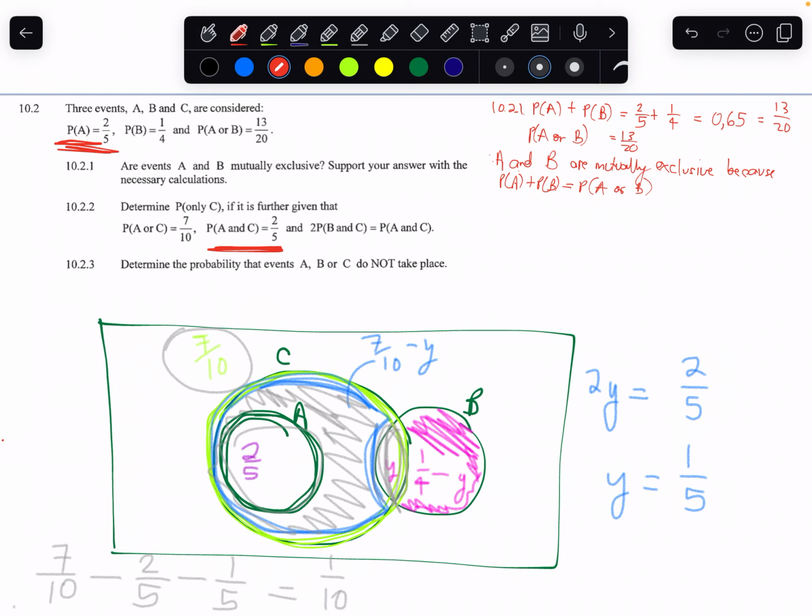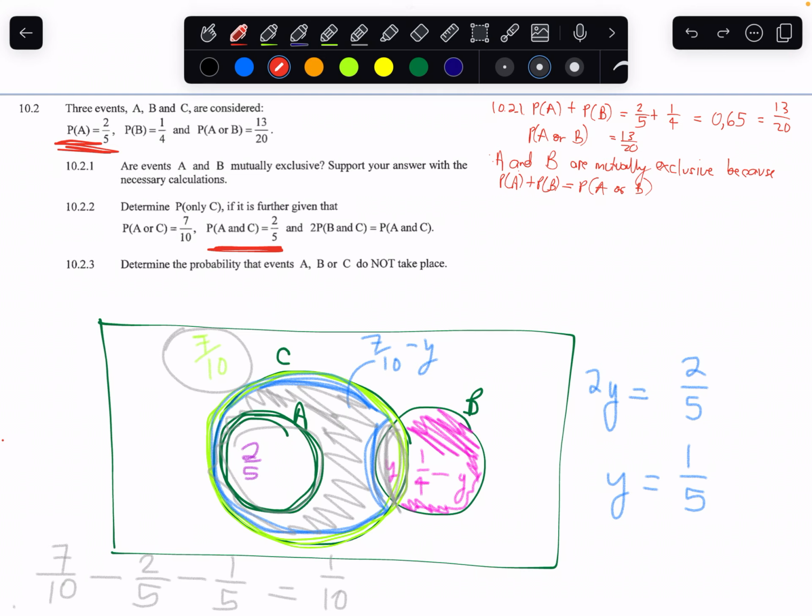And at the same time, we know that A and B don't intersect. So we're not dealing with a situation like this, where A kind of goes into the B a little bit. Nope. Only C and B intersect. Okay, wow, that is interesting.